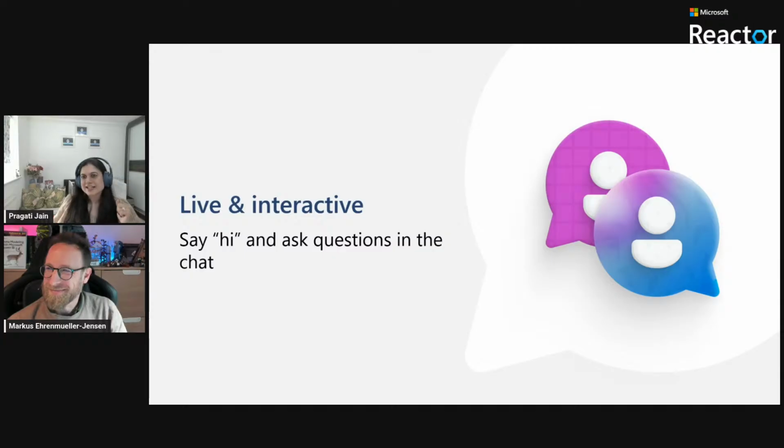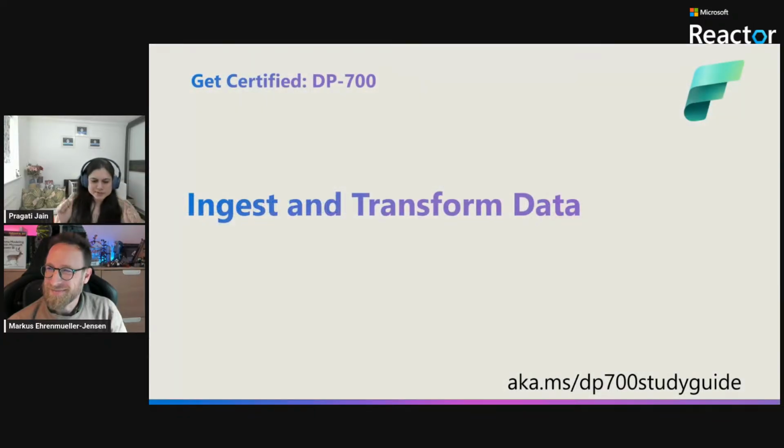Now, let's get started. This was all about the certification background, but today we are going to talk about ingest and transform data. In this second episode of the Get Certified series, we are going to guide you step by step to mastering the DP-700 Fabric Data Engineering certification. And one pointer here is we are using the DP-700 study guide as a guide throughout this series.